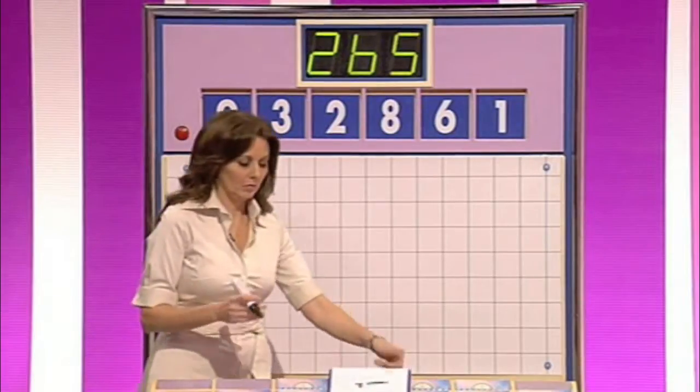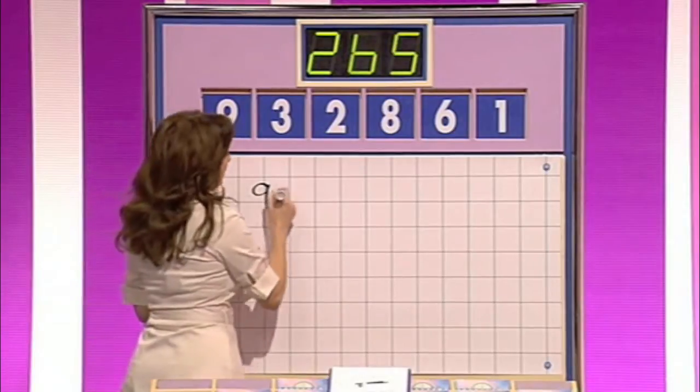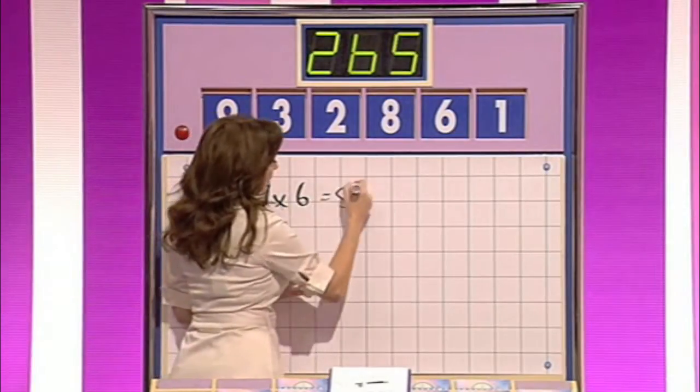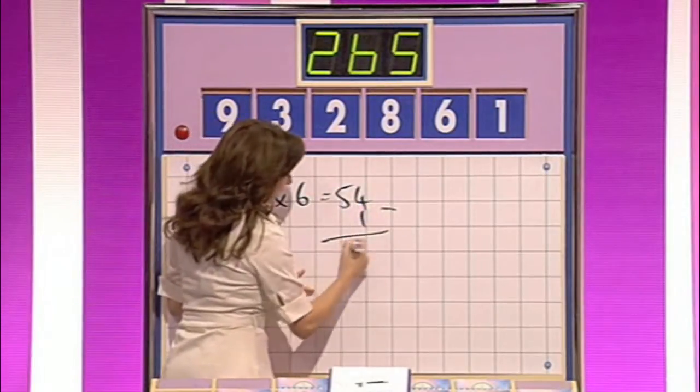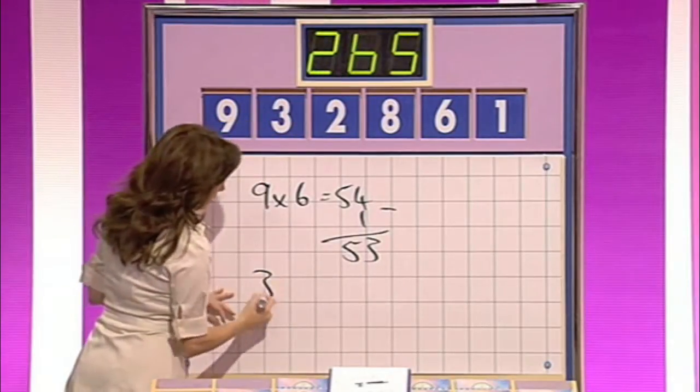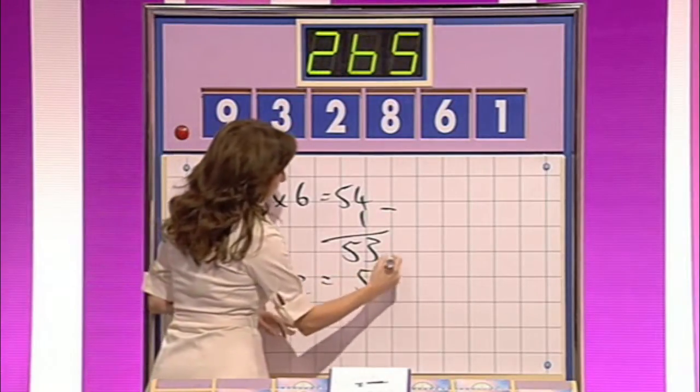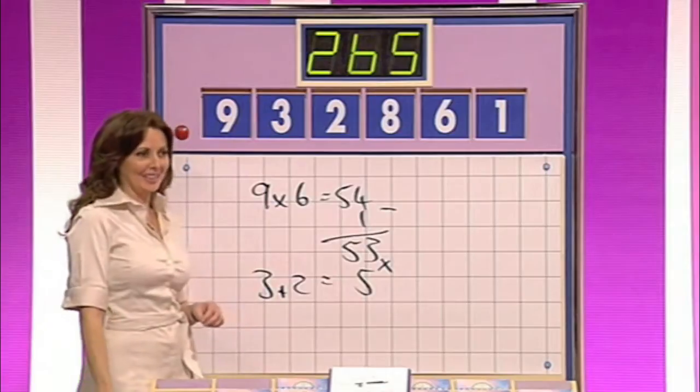Right, 265, Martin. What do you get? 265. You got that, Lee? No, 268. Okay, Martin, we're going to check your 265. 9 times 6 is 54. Take away the 1 is 53. And 3 plus 2 is 5. And multiply. Yeah, 265. Points to Martin.